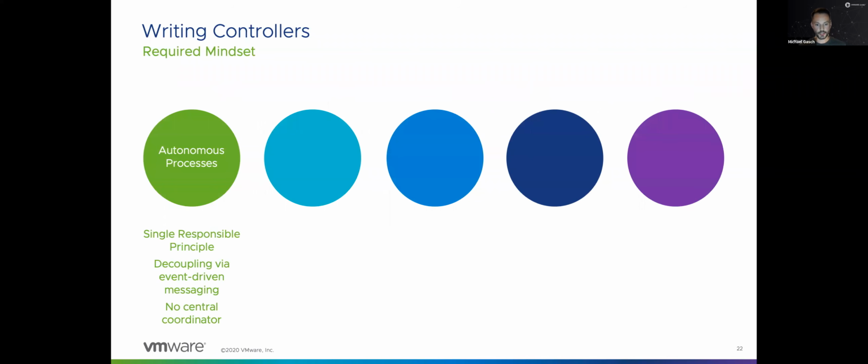So what is the required mindset to write an operator or controller in general? Think of these controllers as autonomous processes where you care about a certain type of object that you want to own, manage, and lifecycle. Almost like in the Unix world where we have these command line tools that we pipe together, but they don't know about each other. So this is the single responsibility principle that you should aim for when writing a controller, and not writing an Uber controller that does everything.